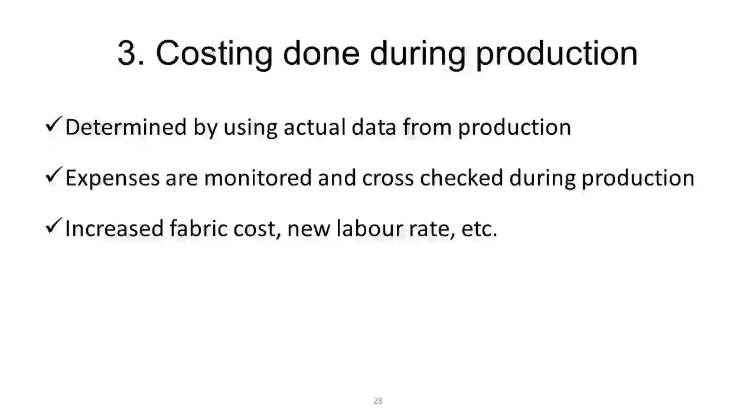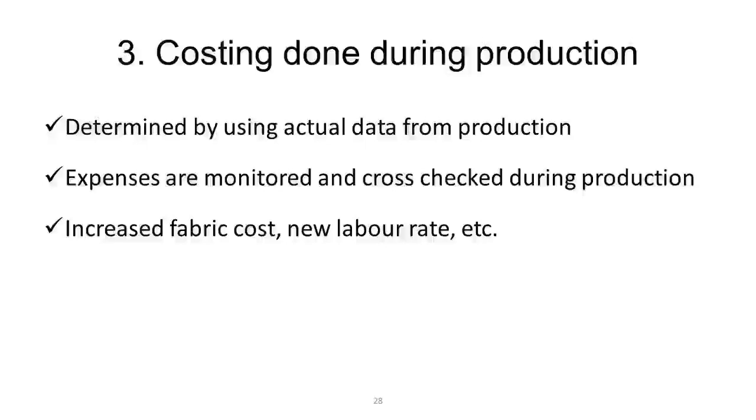And then we have the third stage, which is the costing done during production. Now, this is determined by using actual data from production. So actual production is happening, actual fabric cutting is being done, actual wastages are happening in front of you. Now you can actually see, you're getting actual data. Now the costing that you will do is going to be accurate and it's going to be actual.